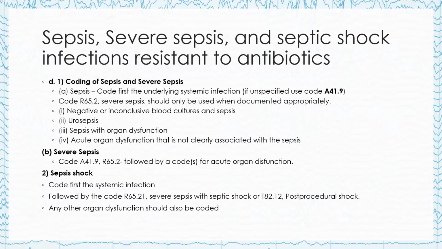A code from subcategory R65.2 for severe sepsis should not be assigned unless severe sepsis or an associated acute organ dysfunction is documented. When we see negative or inconclusive blood cultures in sepsis, it does not preclude a diagnosis of sepsis in patients with clinical evidence of the condition. But if this does happen, please make sure that you query your provider.